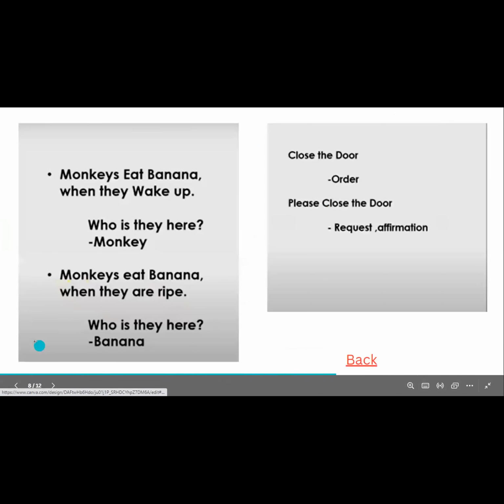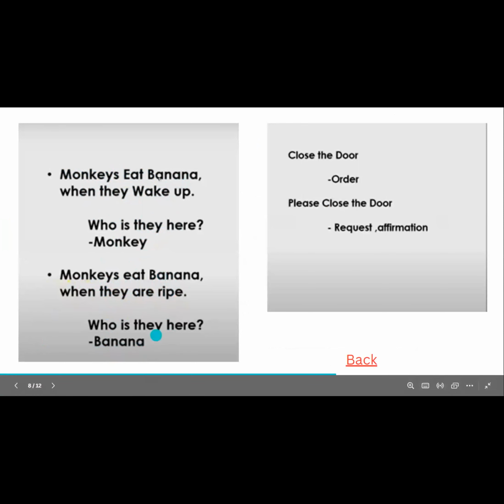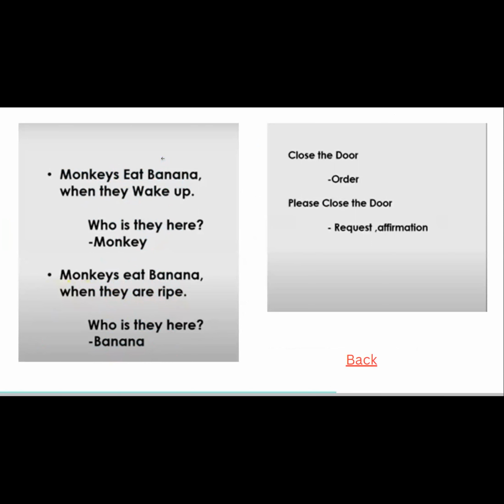For example, consider: monkeys eat banana when they wake up. Here in this particular sentence, they means monkeys. Now consider this example: monkeys eat banana when they are ripe. Now they over here means banana. The human mind can easily make this out, but what about the machine mind? So we need to train it, and NLP is still in this phase of solving this ambiguity and has achieved some kind of accuracy.